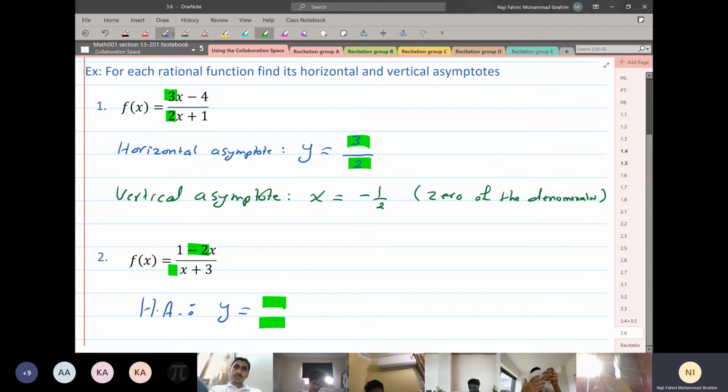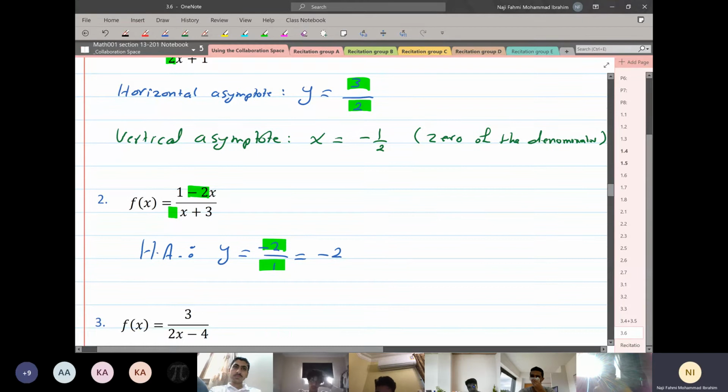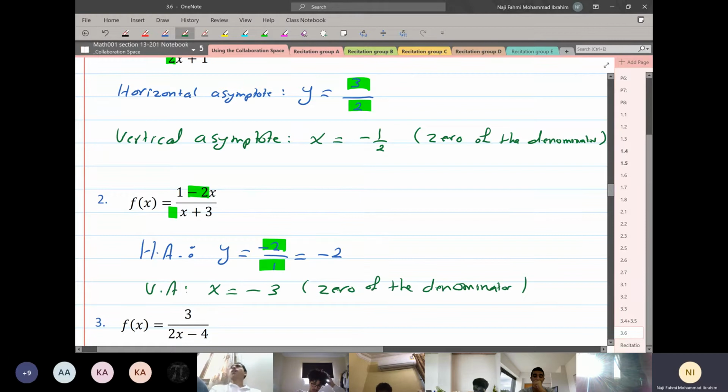If I do that, what's my answer? Negative 2 over 1, which is negative 2. Regarding the vertical asymptotes, how can I find them? The zero of the denominator. I have to say x equals what? Negative 3, which is what? The zero of the denominator. Of course, right now we are just taking a linear function divided by a linear function.